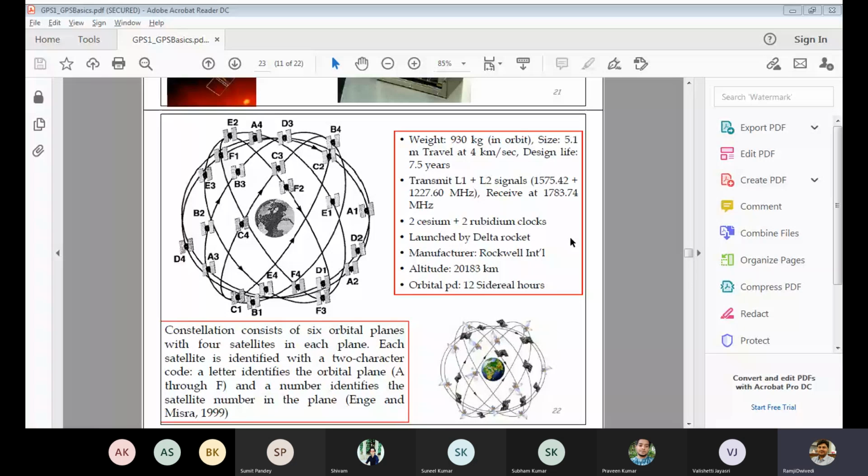So when CA code is modulated on L1 and L2 and it is being transmitted to you, you can use it. The military users have access to PY codes on L2 as well as L1. So CA code will not be available on L2, only on L1. P code is available both on L1 and L2. The encryption of the P code was started in 1994, just to make sure that the facility is extended towards the military users.